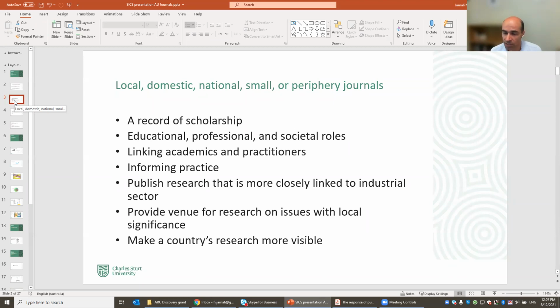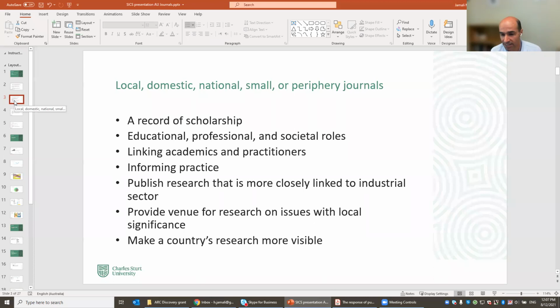For instance, if you're doing research on First Nation and indigenous culture, then probably a local Australian journal is a better outlet for you to publish in than international journals, because that might not be of interest, for instance, to British researchers or people in Italy or Spain and so on and so forth.